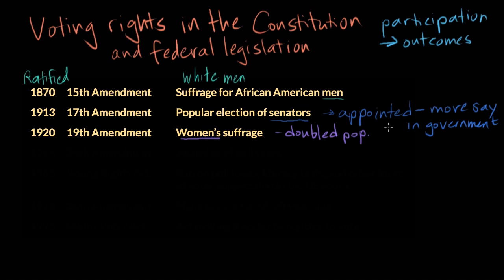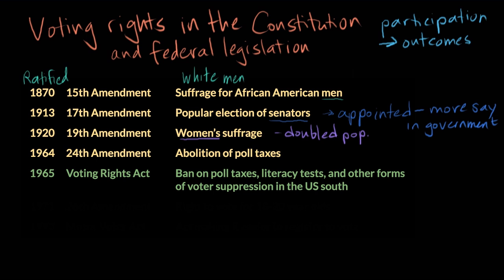Now let's talk about some more recent voting rights amendments and laws. In 1964 and 1965, there were two amendments and pieces of federal legislation that had a major impact on African American voting rights. Now, although African American men technically got the right to vote in 1870, and African American women technically got the right to vote in 1920, there were a number of measures of voter suppression enacted in southern states that effectively prevented them from voting. One of these was the use of poll taxes, which is effectively paying money for the right to vote. The 24th Amendment outlawed that, and then the Voting Rights Act took that a step further by adding a number of other bans on voter suppression tactics in southern states.